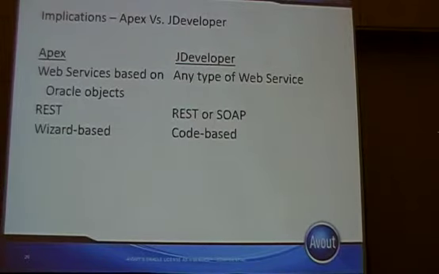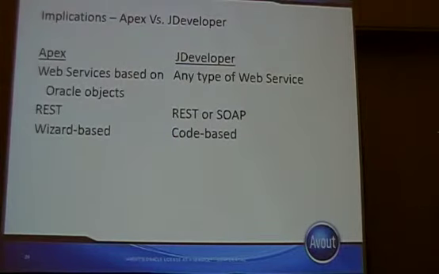It's all REST-based in Apex. JDeveloper gives me a tremendous amount of flexibility where I can use REST-based or SOAP-based. JDeveloper, I have to write the code. Anybody write Java code on a regular basis? It's a new feature. I think it came out in Java 6, called annotations. Makes it a lot easier to write web services in Java code using annotations, but it's still a pain in the neck.